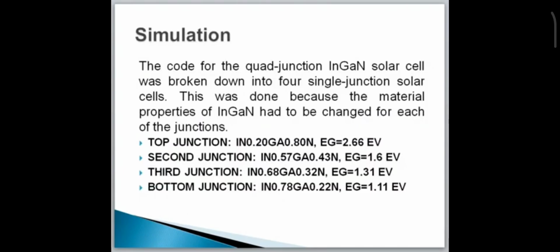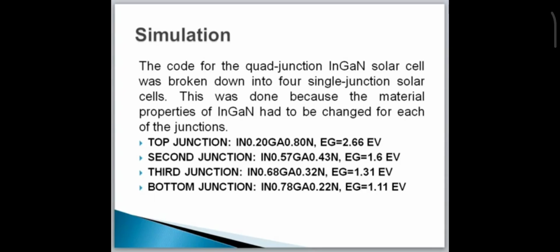Let's start with the simulation. The code for the quad junction indium gallium nitride solar cell was broken down into four single junction solar cells. This was done because the material properties of indium gallium nitride had to be changed for each junction. The top junction has an electron band gap of 2.66 electron volt, the second junction has 1.6 electron volt, the third junction has 1.31 electron volt, and the last bottom junction has 1.11 electron volt.